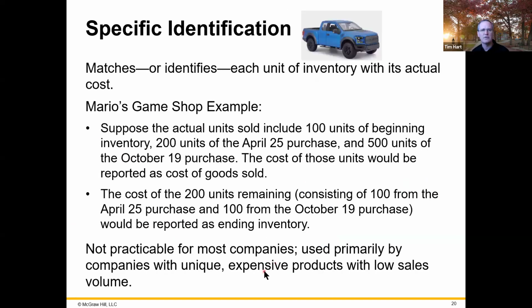Okay. So if we're using specific identification, those actual units sold, and think cars for specific identification. If Mario is using the actual units sold, 100 units at beginning, 200 units purchased in April, and 500 units purchased in October, the cost of those units would be reported as the cost of goods sold. What did it cost us for the goods that we sold? Beautifully descriptive term. I love it. Now, the cost of the 200 units remaining consists of 100 from the April 25th purchase and 100 from the October 19th purchase, and would be reported as ending inventory.